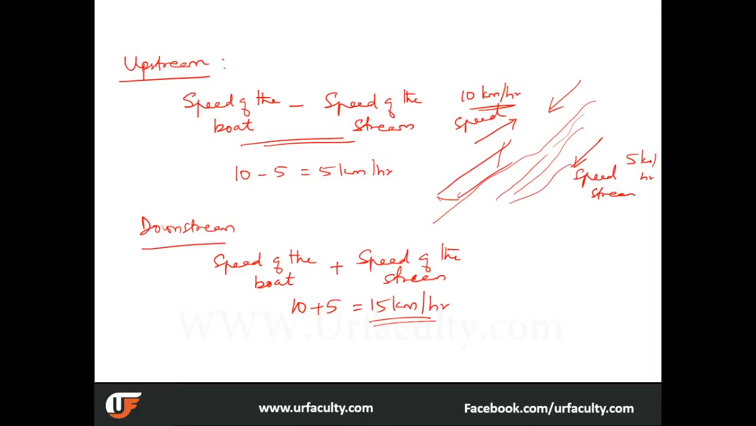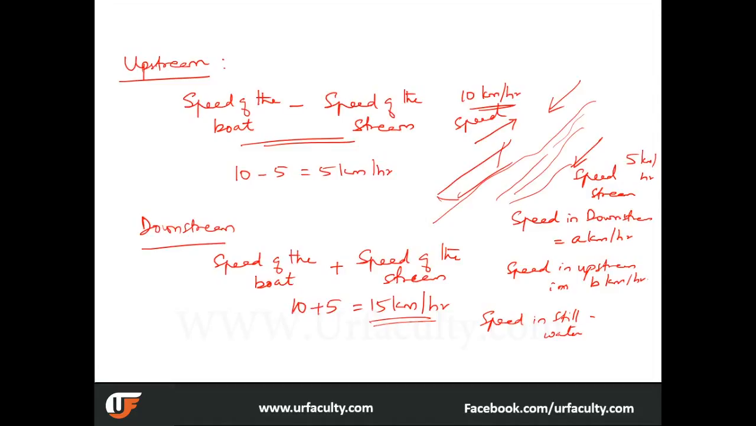Apart from this, there are certain shortcuts that you need to know so that it's easy for you to answer questions. One such: if your speed in downstream is equal to a kilometer per hour and speed in upstream is b kilometer per hour, then your speed in still water will be half into a plus b. You can always derive it from the formula, so don't be bothered much about this. But just in case you need to quickly solve it, remember this.